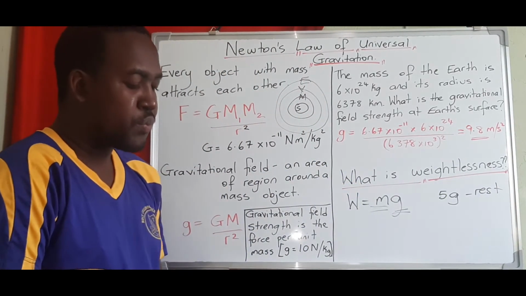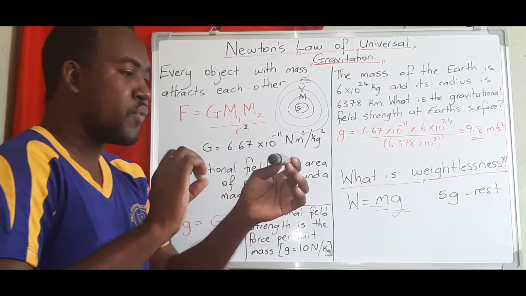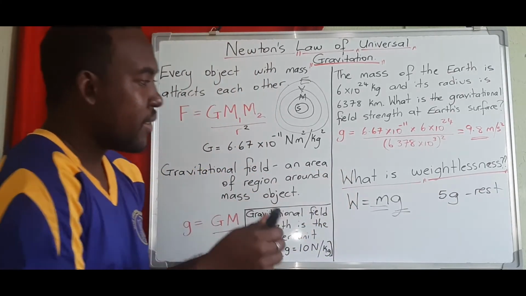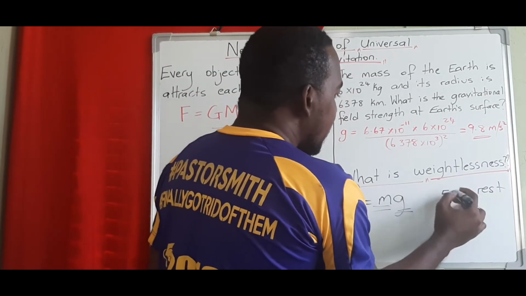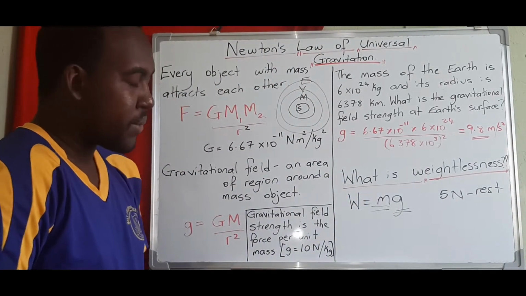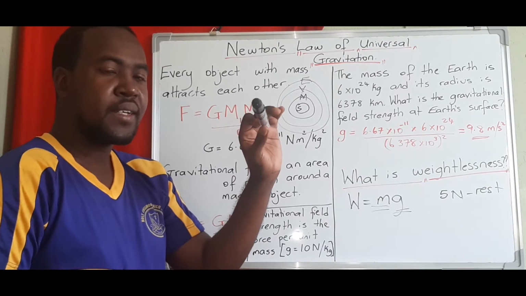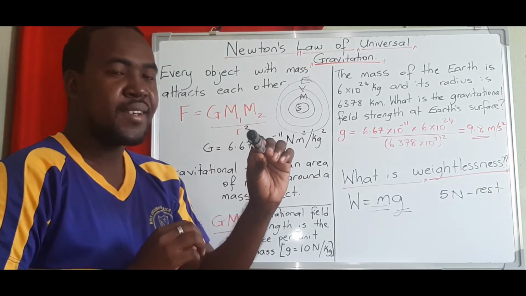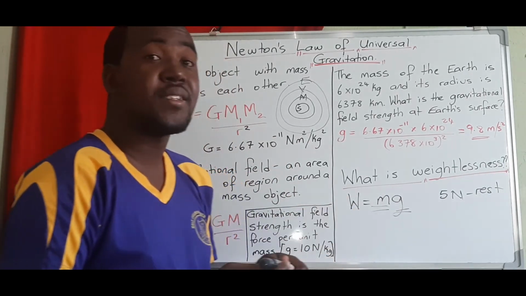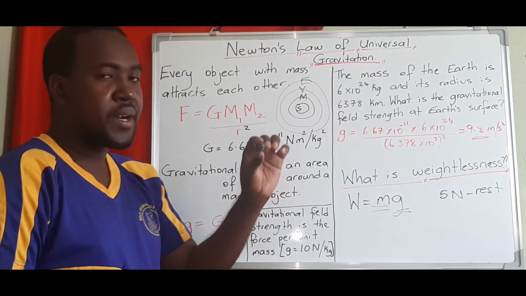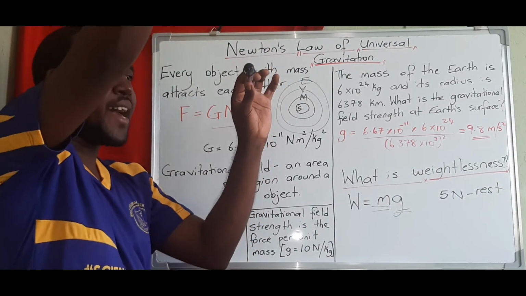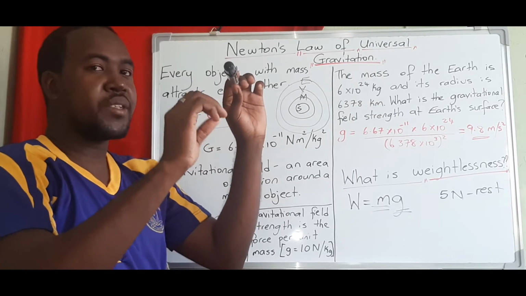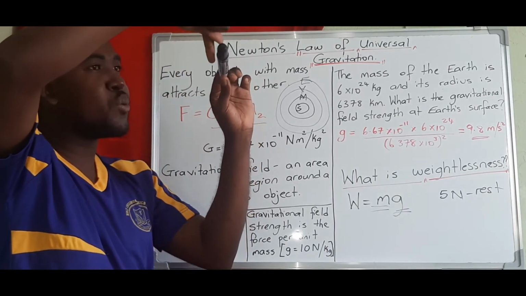Now, if we get the elevator moving upwards, do you think the weight of the marker will still be 5 newtons? If your answer is no, then you're right, because this 5 newtons will now change. Why? If the marker is going up, you're accelerating the object upwards, while there's an acceleration going downwards.